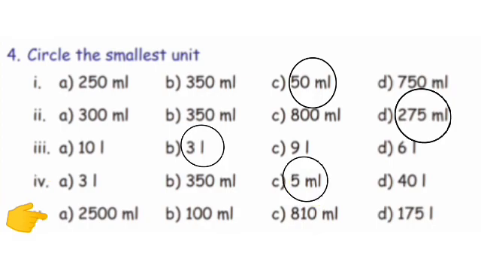Fifth one, 2500 milliliter, 100 milliliter, 810 milliliter, 175 liter. Children, among these four, which one is the smallest unit? Good. 100 ml is the smallest unit. So you have to circle 100 milliliter.